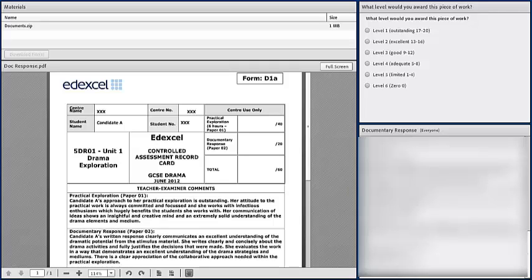And Scott says, I insert comments at the side of student work when I think a student has made a productive comment. I use the front sheet to summarise my marking. And that is what many of our centres and teacher assessors do.